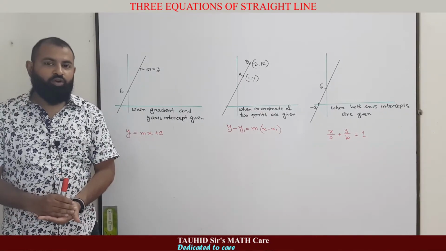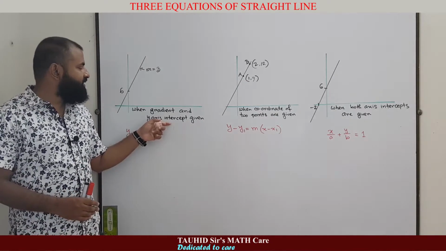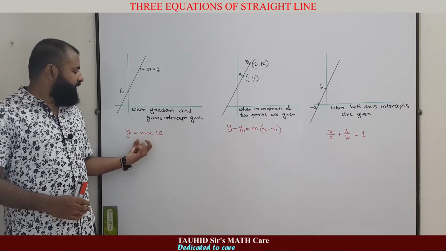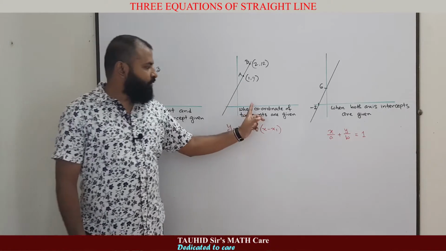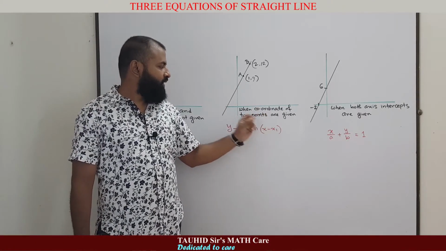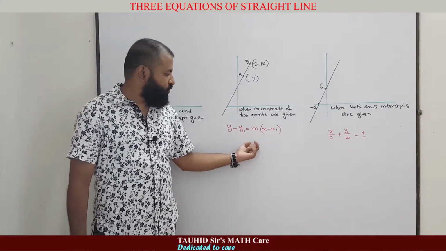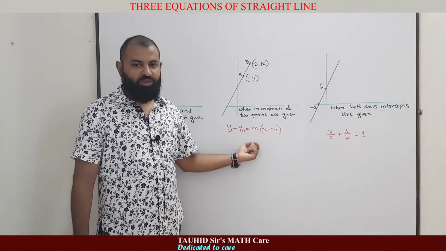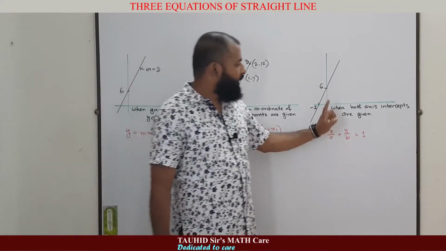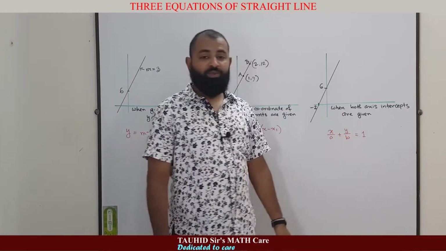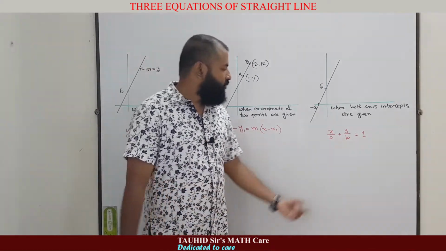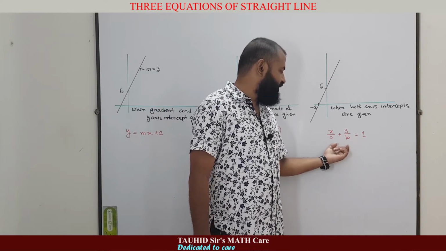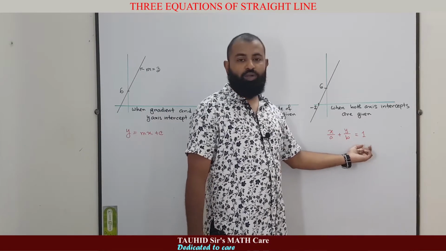When the gradient of a straight line and y-axis intercept are given, then we will use this equation y equal to mx plus c. When the coordinates of 2 points are given, then we will use this equation y minus y1 equal to m into x minus x1. And when both axis intercepts are given, that means x-axis intercept and y-axis intercept, we will use this equation x divided by a plus y divided by b equals to 1.